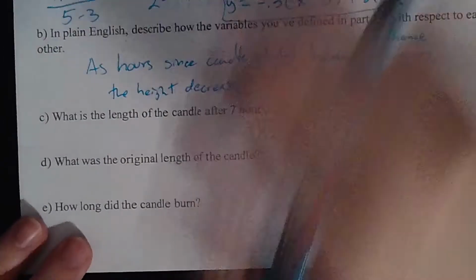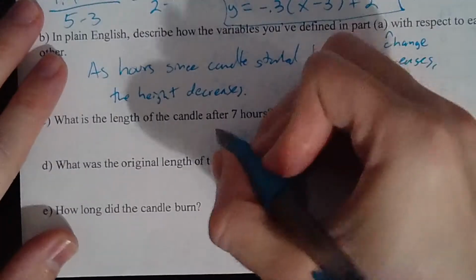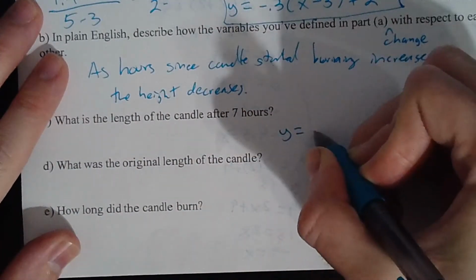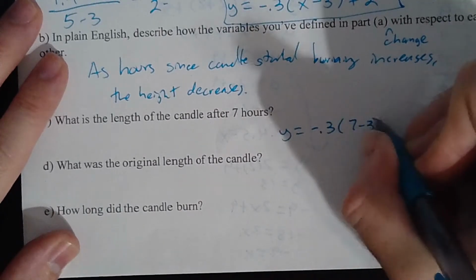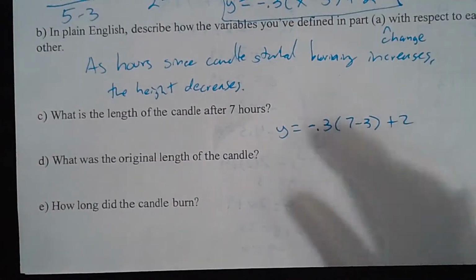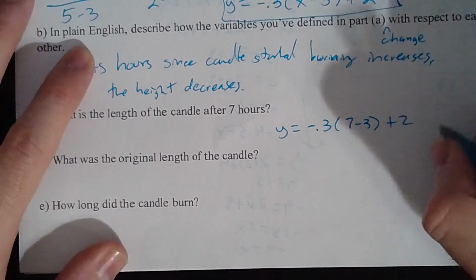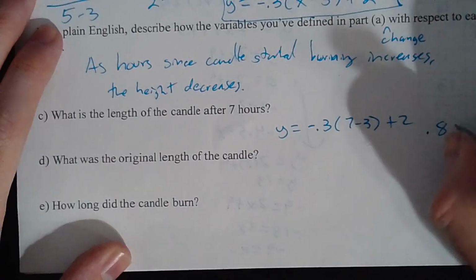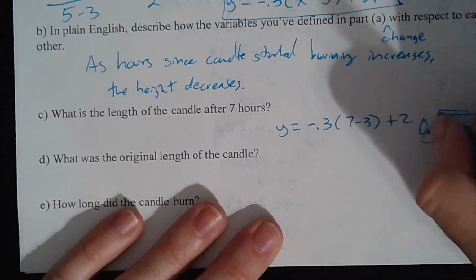So it says, what is the length of the candle after 7 hours? So after 7 hours, we really just need to plug into our function that we just made up. Negative 0.3 times 7 minus 3 plus 2. Just use your calculator, plug it directly in. You know, don't take too much time for yourself. If you did it correctly, though, you will get 0.8 inches.